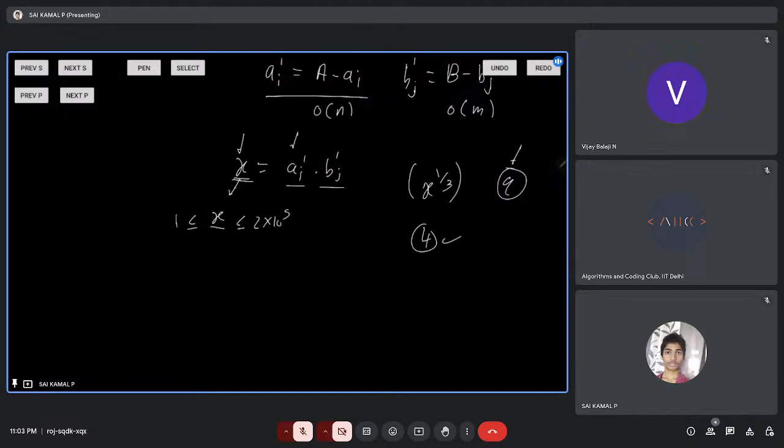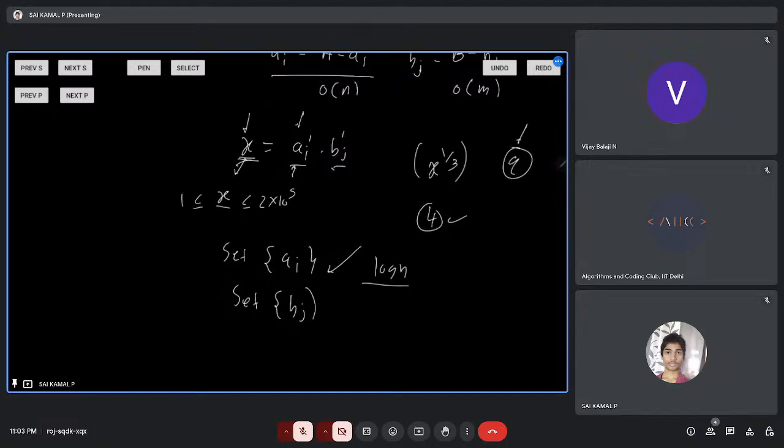So just go over all the divisors of x and figure out if there is a split into a_i' and b_j'. To know if this a_i' and b_j' exist, you can just maintain a set: keep the set of a_i' and keep the set of b_j', then you can do the operation in log n time to figure out if these elements exist or not.